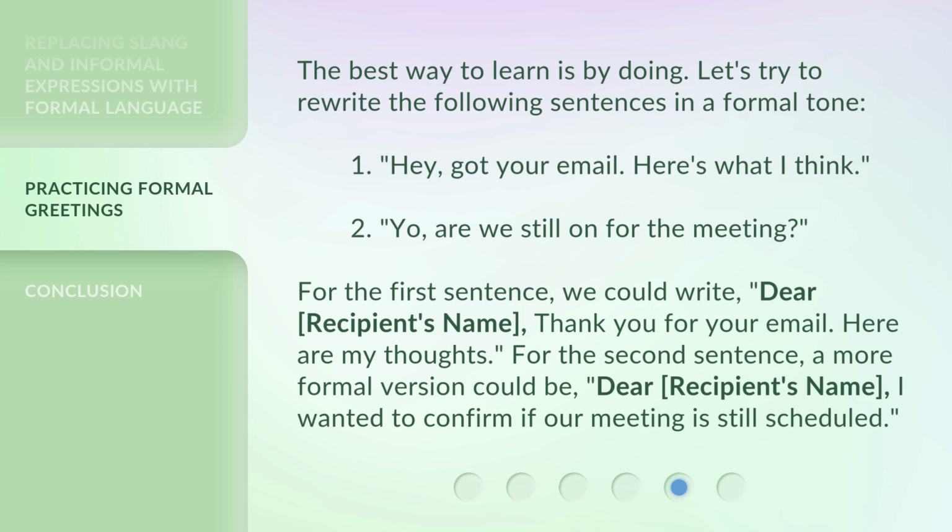For the first sentence, we could write, "Dear [recipient's name], thank you for your email. Here are my thoughts." For the second sentence, a more formal version could be, "Dear [recipient's name], I wanted to confirm if our meeting is still scheduled."